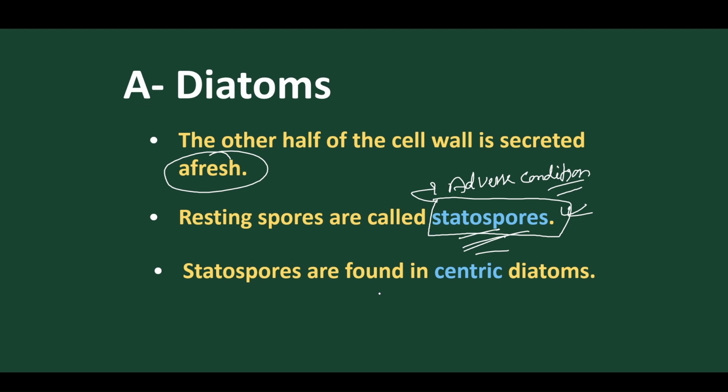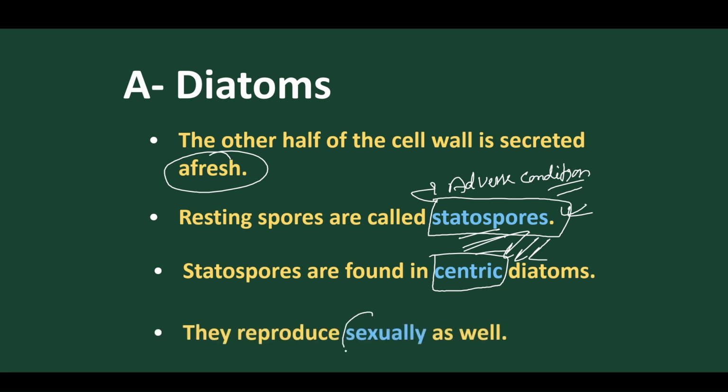Very important: statospores are found mostly in centric diatoms. We have discussed Navicula and Melosira. Melosira is centric, so in centric diatoms, statospores are mostly found. Very important questions. Now, they can also reproduce sexually.